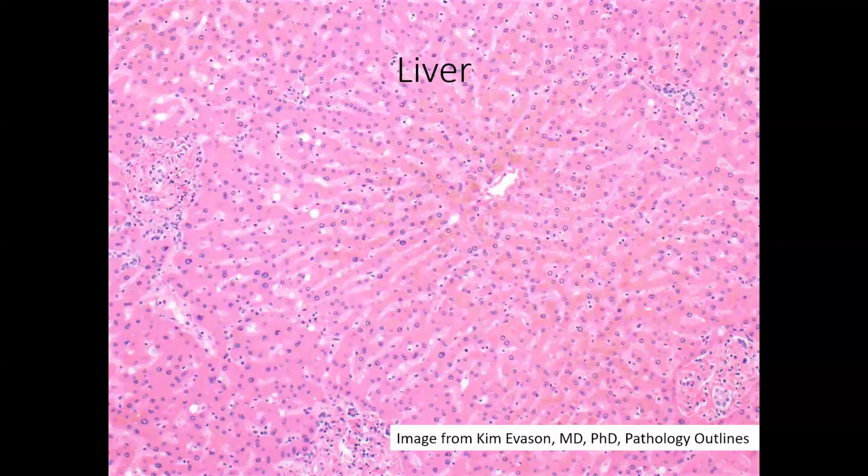Moving on to the liver. This is some normal liver from low power. I stole this image from Pathology Outlines. It was taken by one of my former colleagues, Kim Evison, who's now at the University of Utah.